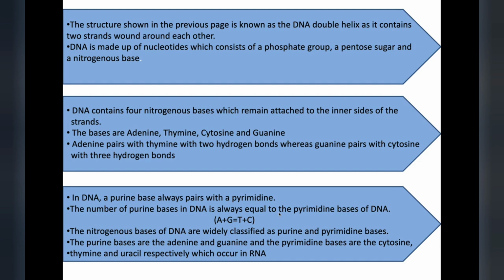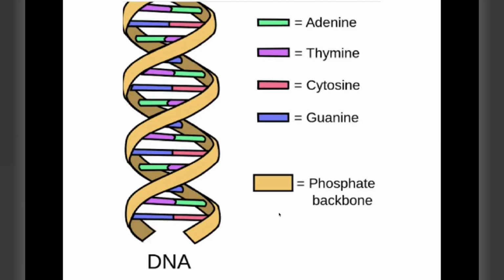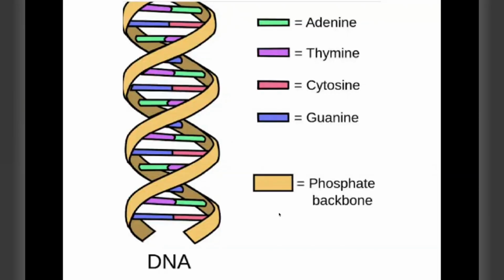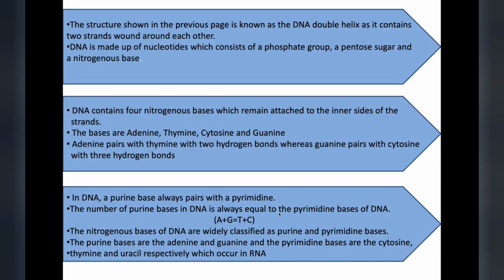So as I said earlier, it contains two strands wound around each other, and DNA is normally made up of nucleotides. As we already saw, it consists of a phosphate group, a pentose sugar, and a nitrogenous base. And more importantly, it contains four nitrogenous bases, and these are attached to the inner sides of the strands. As you saw, the four bases are adenine, thymine, cytosine, and guanine. Adenine pairs with thymine with two hydrogen bonds, and guanine pairs with cytosine with three hydrogen bonds.